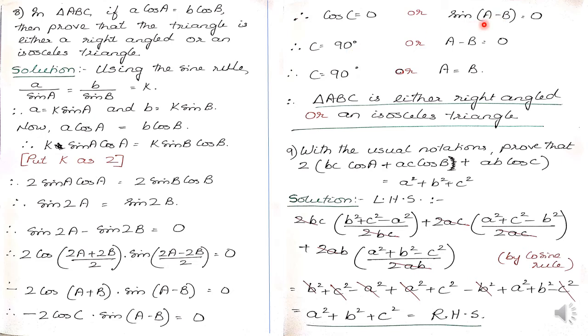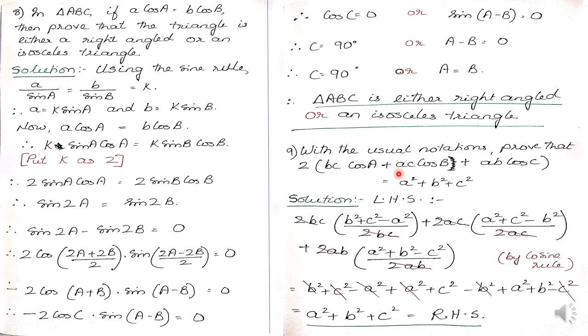Now cos 90° is 0, so we get C as 90 degrees. And similarly, sin 0 is 0, so A − B becomes 0. That is, either angle C is 90 degrees, or angle A is equal to angle B. So triangle ABC is either right angled if this is the case, or an isosceles triangle if this is the case. That is the sum actually.